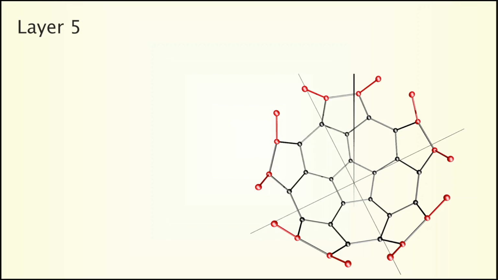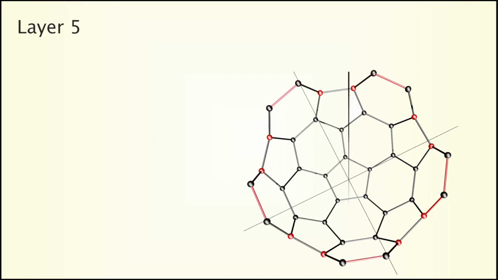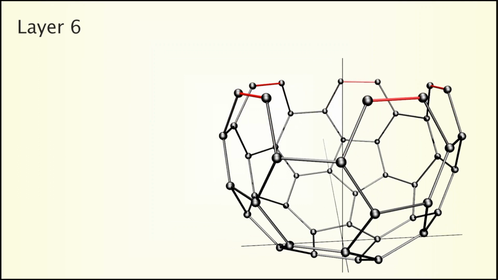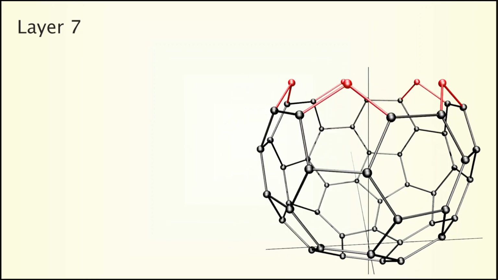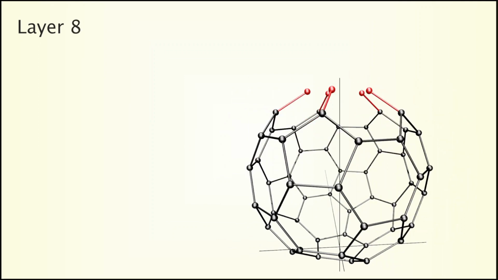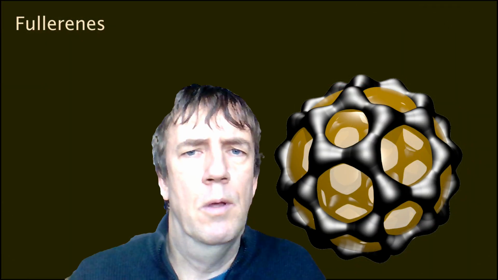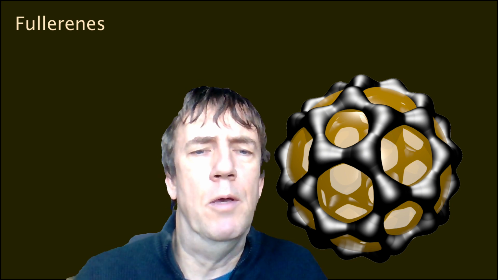Here is layer 5 generated from layer 4. Connection of suitable positions results in hexagons. This is layer 6 generated from layer 3 with suitable connections. Here comes layer 7 generated from layer 2, and finally layer 8 generated from layer 1, and connections for this layer.